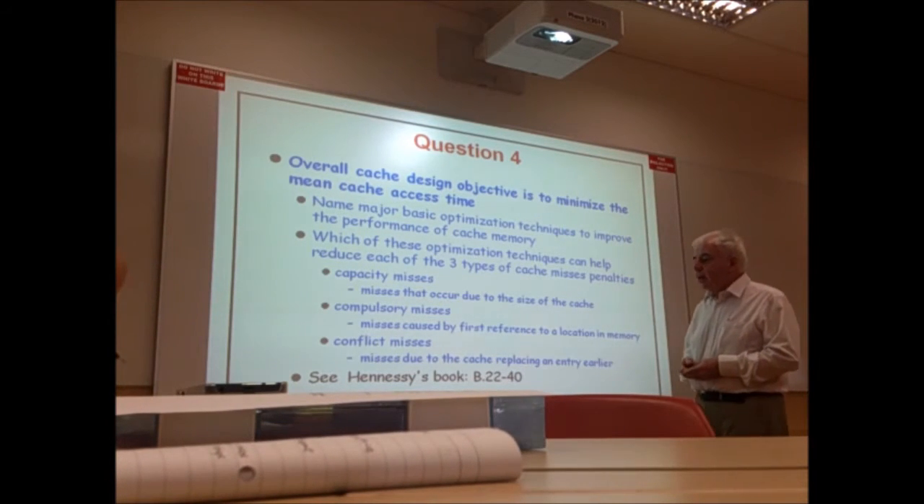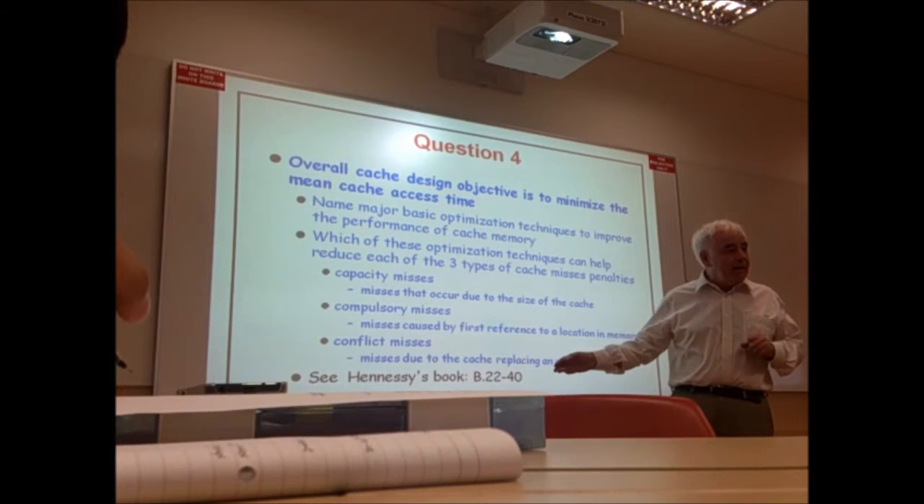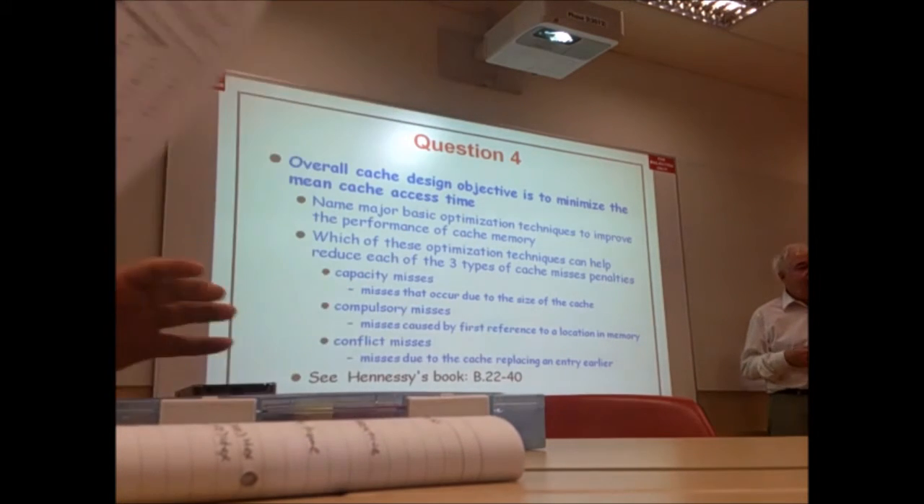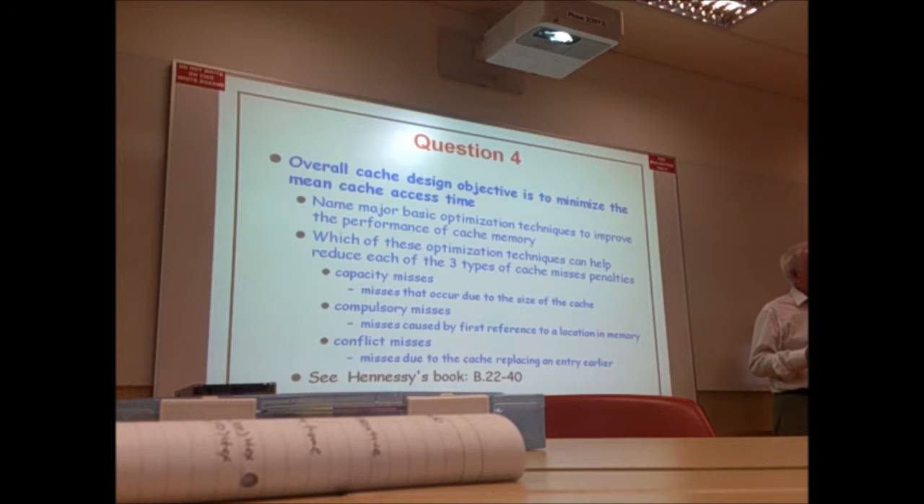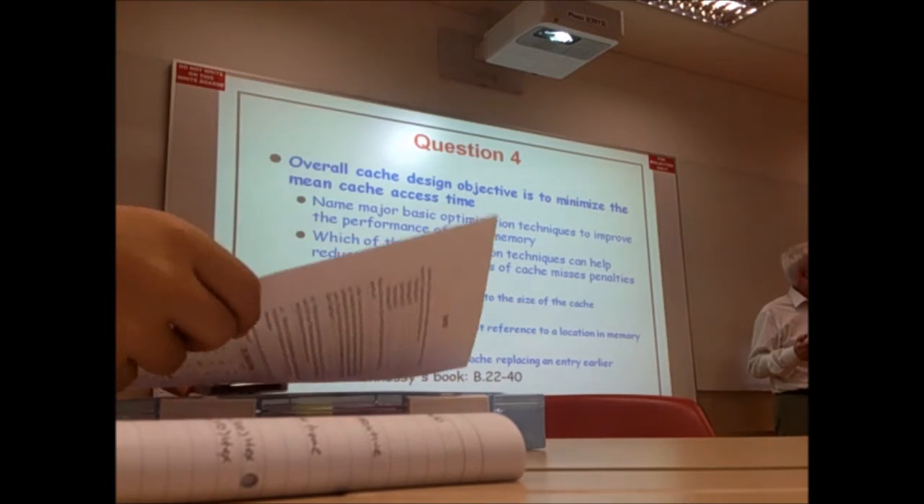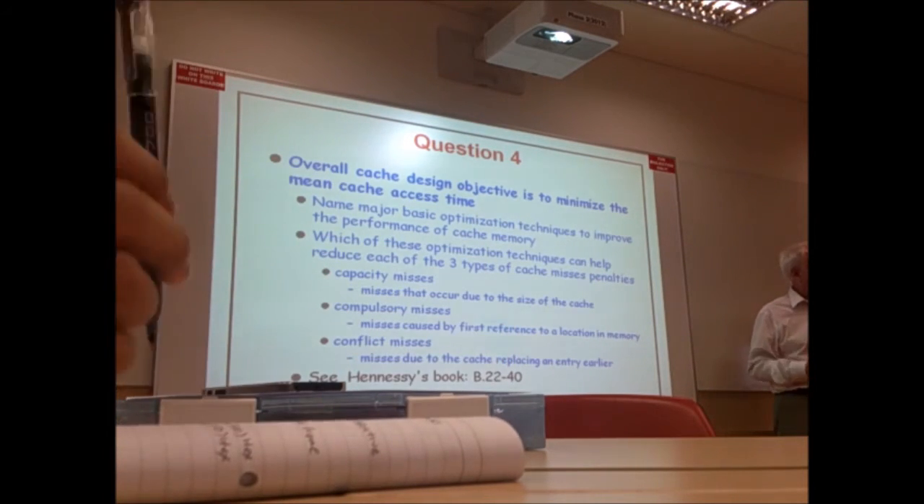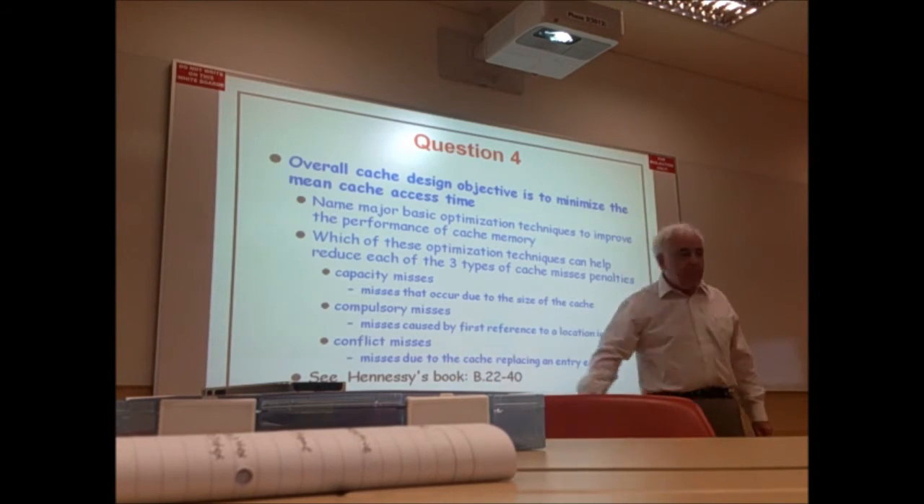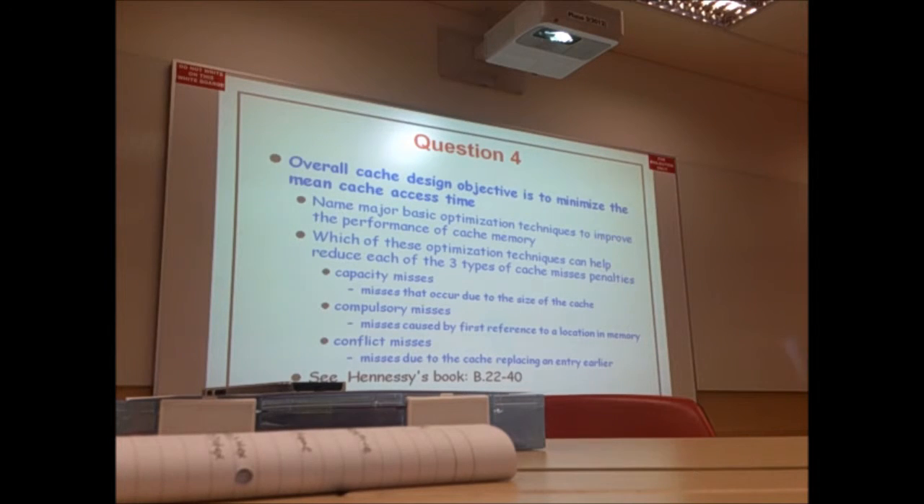Conflict misses are misses which are caused by the cache replacement. Okay, so you're accessing a memory location. That location may previously have been in the cache, but because we had a conflict, we replaced that cache block by some other block. Okay, so we call these conflict misses. If you want to read more about this, you can look at Hennessy's book. So let's discuss some basic optimization techniques.